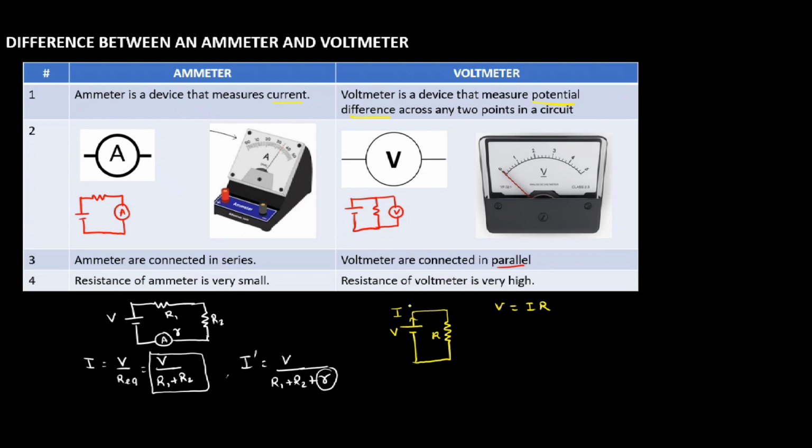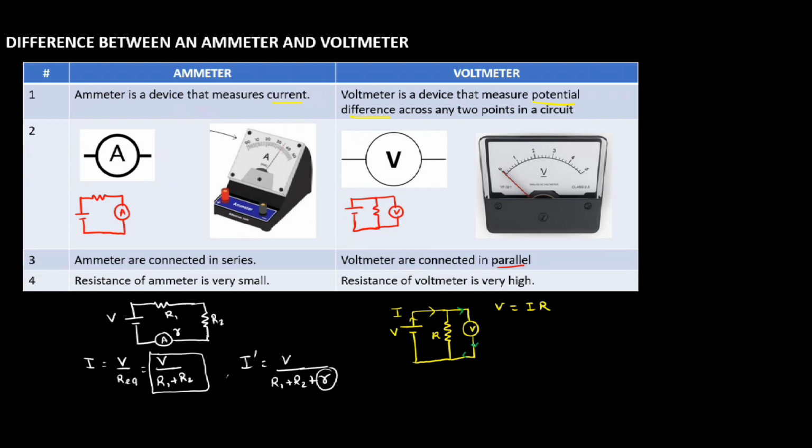When I use a voltmeter to measure this potential difference, I connect it in parallel to my resistor. If the resistance of the voltmeter was not high, if this resistance was small, then we know in a parallel circuit, current always divides, and more current will flow through the part which has lower resistance. So some of my current will bypass the resistor R here and flow through the voltmeter.